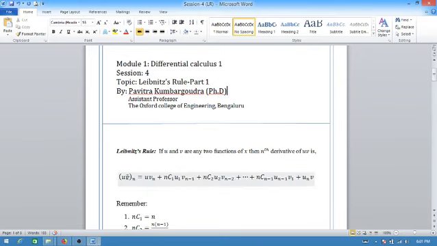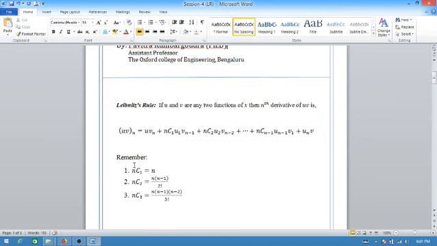That means for one function you have to go in increasing order of derivatives, and for the other function in decreasing order, with the binomial coefficients. So you should remember that nC1 is n, nC2 is n(n-1) divided by 2 factorial, nC3 is n(n-1)(n-2) divided by 3 factorial, and so on.